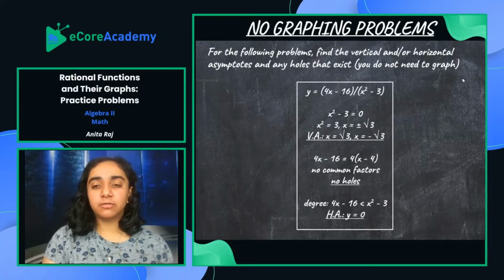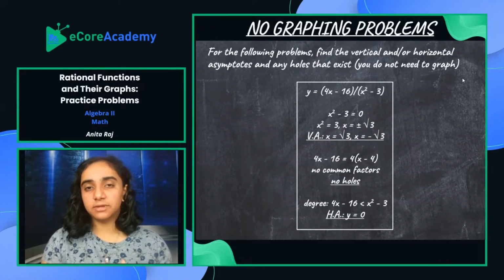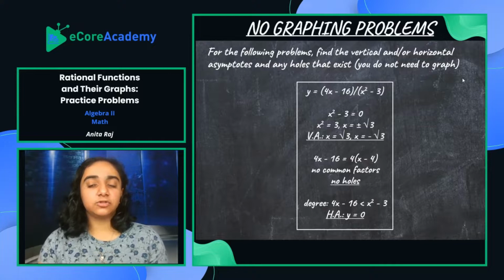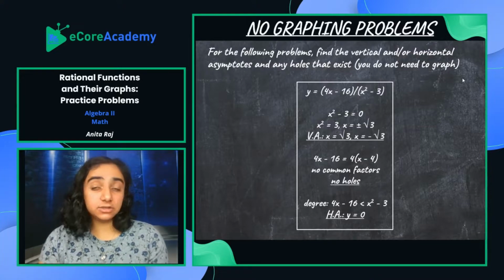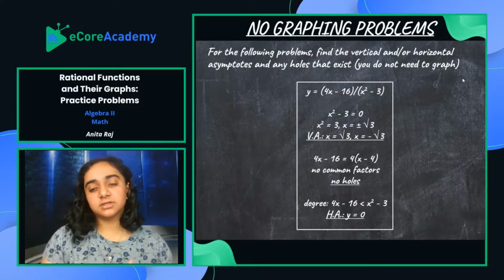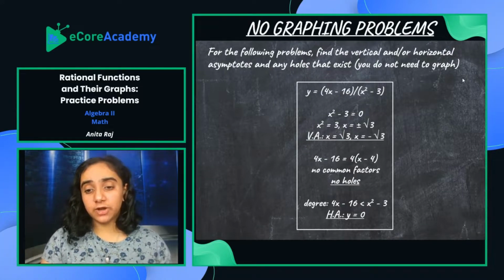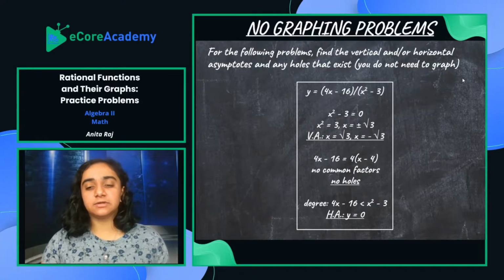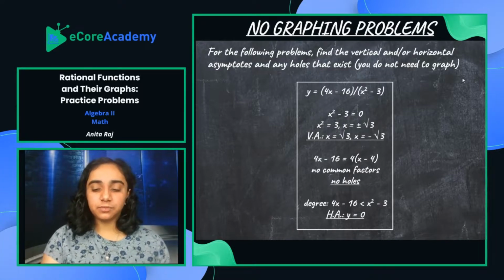So the degree of the numerator, 4x minus 16, is 1 because of the x. And then the degree of the denominator is 2 because x squared minus 3, well, that's a quadratic, degree 2. Because the denominator has a higher degree than the numerator, we are going to have a horizontal asymptote, and it's going to be at y equals 0.